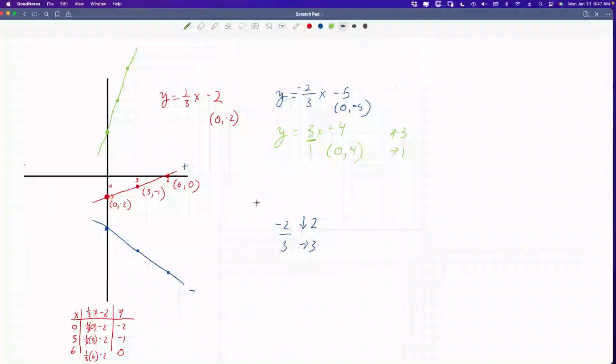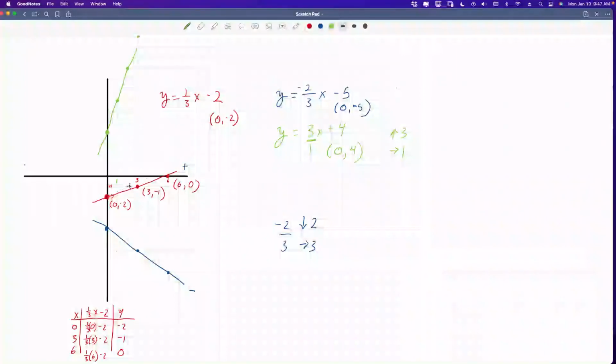So you don't need to calculate all these points anymore. You can just look at the line and say, okay, 0, 4. Up 3 over 1. Up 3 over 1. And keep doing that over and over. There's your line. Done. Then all you have to do is go back and know how to read.